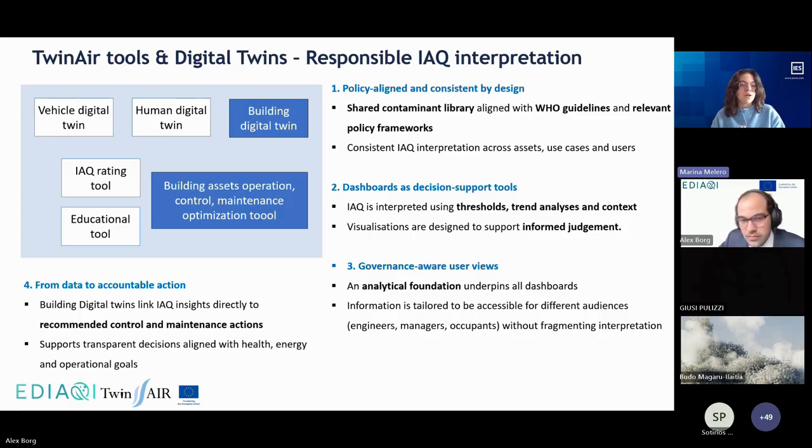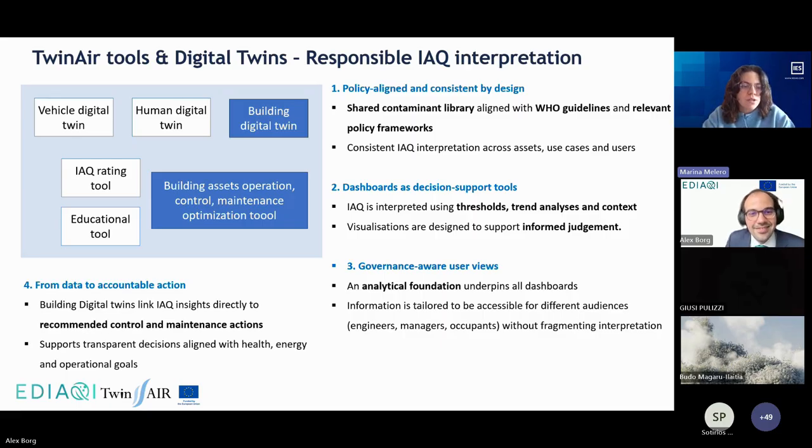Third, governance-aware user views. We have different users, so they see the information at the right level that they need, but it's always based on the same analytical foundation. And finally, from data to accountable action, digital twins link the indoor air quality insights directly to recommended control and maintenance actions that will help users make decisions that balance health, energy, and operational goals. This is how we try to ensure that digital twins reduce complexity rather than adding opacity to the analysis.